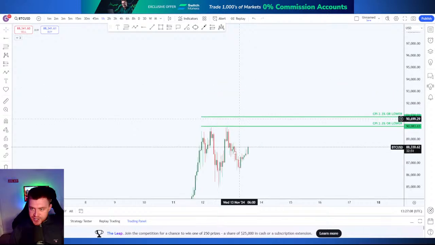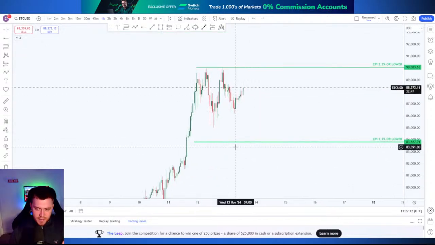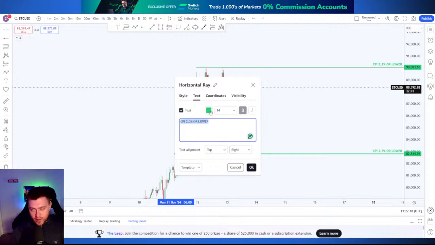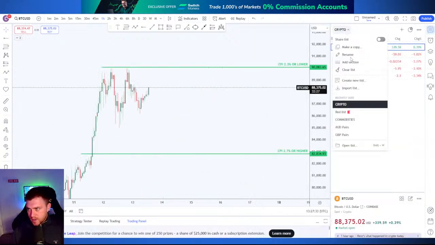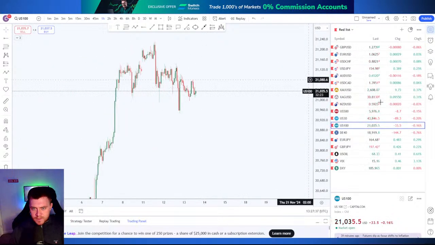And inflation is never really seen as a positive thing for risk assets. And so if inflation shows signs of increasing today, then we'll probably see Bitcoin come back down towards the mid 85,000s. And you can do the same sort of thing with the stock market as well. Where's the stock market? Red list. Here we are. Here we go.